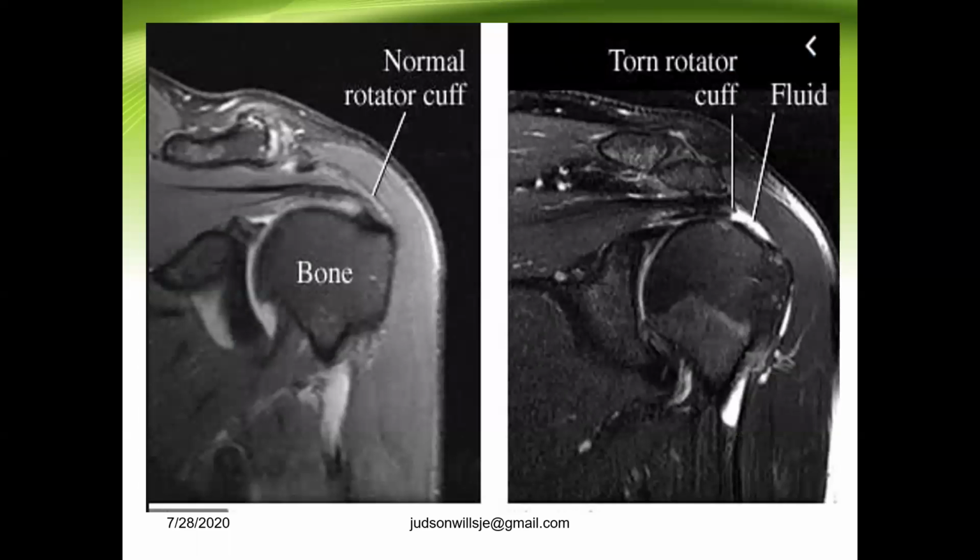When we move to the next slice, here you can see the normal rotator cuff. You can see the tendon attaching to the humerus, and this is the example. This picture represents that there is a tear in the rotator cuff. You cannot see the continuity here. You can see the fluid over here. That's an indication of rotator cuff tear.